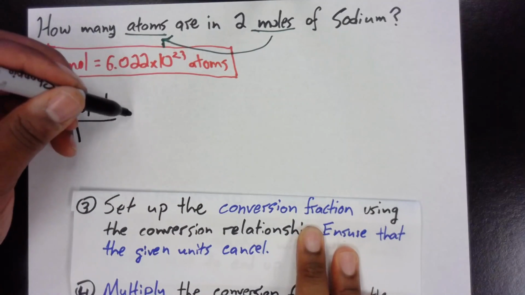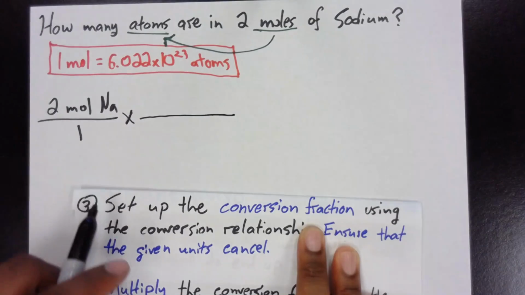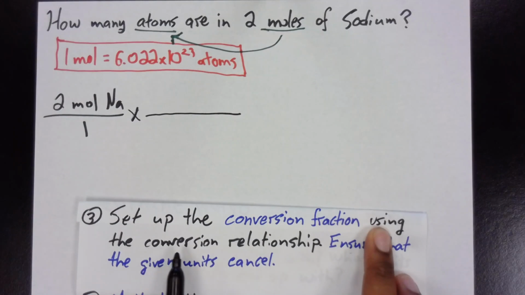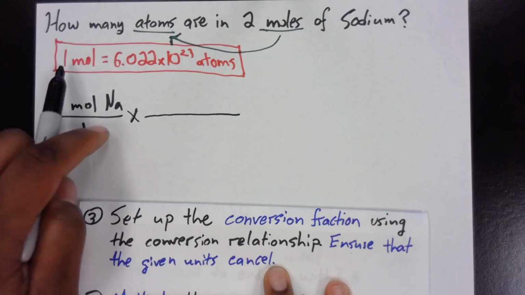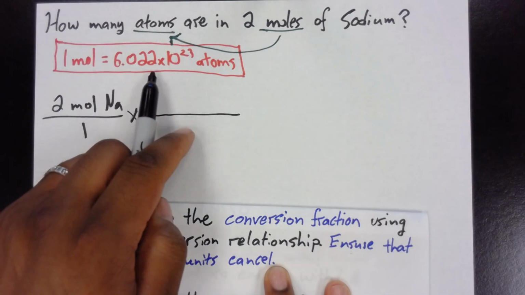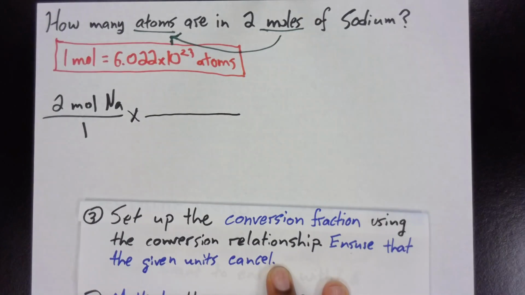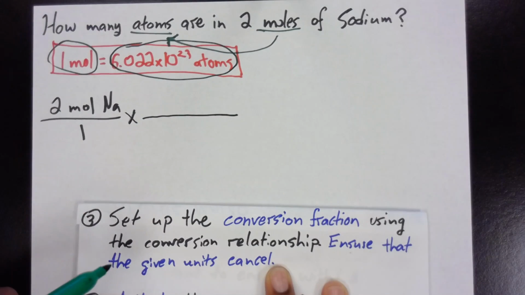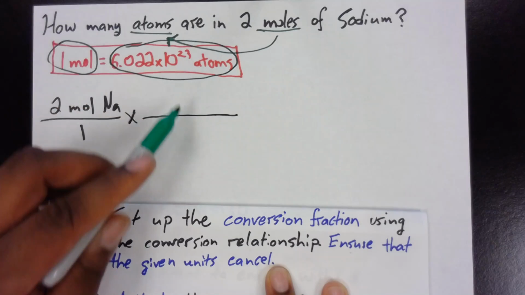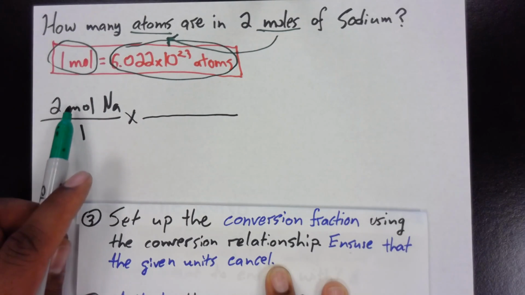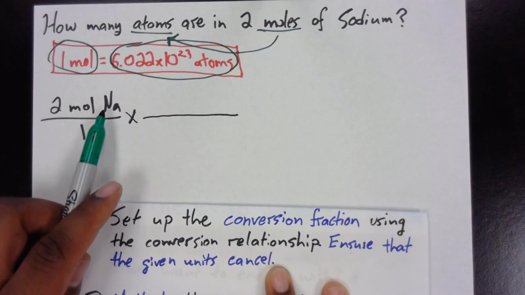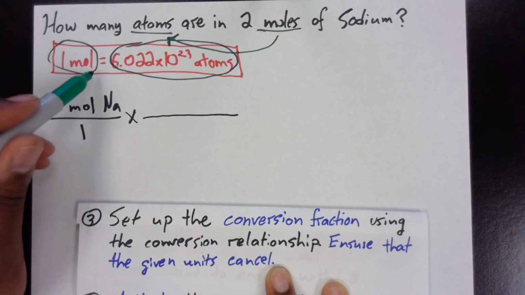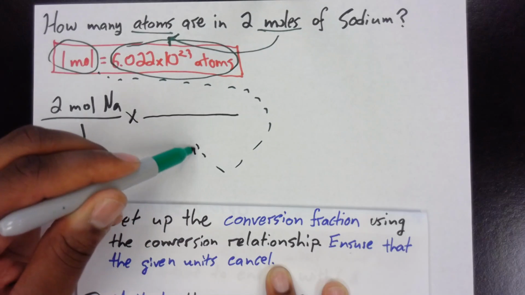So that means I'm going to set up the conversion fraction. This is my 2nd fraction that I'm setting up. And I'm going to use the conversion relationship in order to do that. So the relationship is 1 mole equals 6.022 times 10 to the 23rd atoms. Now, I have 1 mole over here, and I have 6.022 times 10 to the 23rd atoms here. One of these is going to go on top, and one of these is going to go on the bottom. What goes where? Well, if I have moles in the numerator on this side, it's on top. I want it to cancel out. The only way to make it cancel is if I take this 1 mole and I put it down here on the bottom.